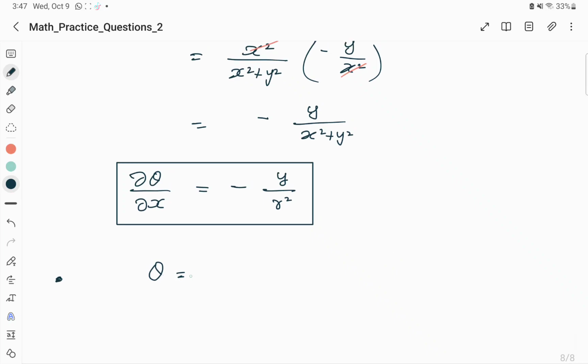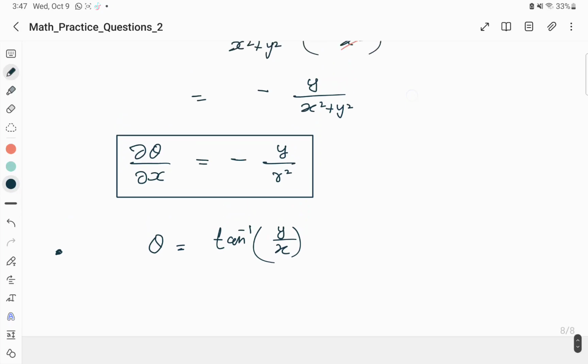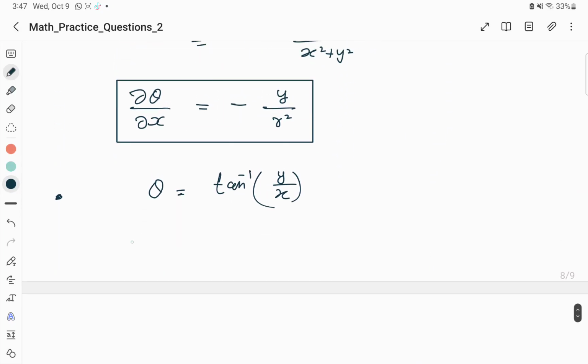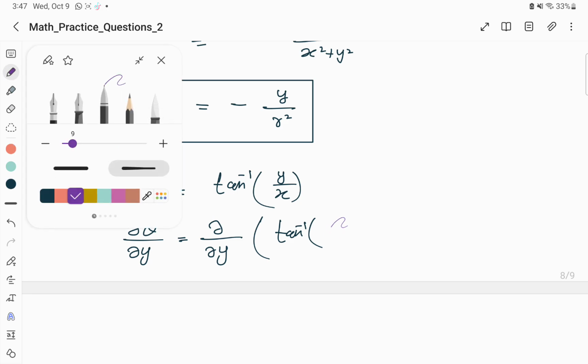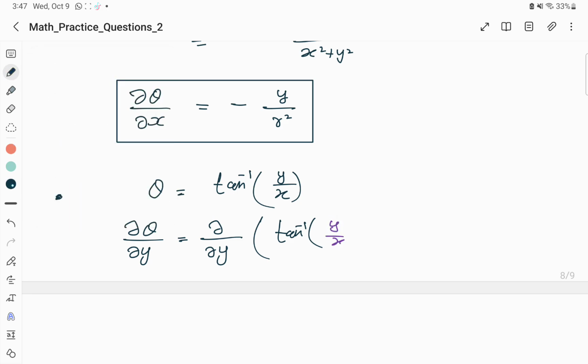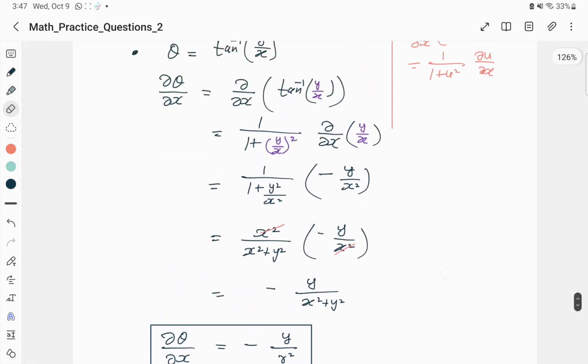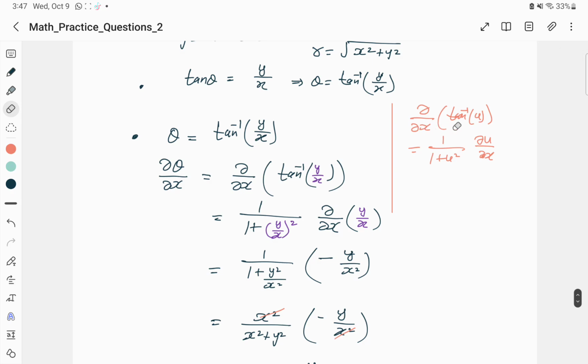So theta is basically equal to tangent inverse of y over x. Now we are going to take its derivative with respect to y. So partial theta over partial y will be equal to partial derivative with respect to y of tangent inverse of y over x. So again I'm going to use the same chain rule, but this time with respect to y.